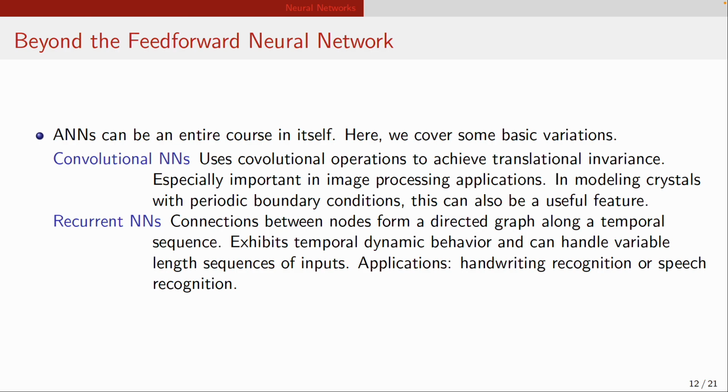There is also another type of neural network called recurrent neural networks. Instead of an undirected graph, we now have connections between nodes forming a directed graph along a temporal sequence. So this is really meant to model time-based effects. It has temporal and dynamic behavior built into it. One application is handwriting recognition, because it matters how we start and end our stroke when we write. Recurrent NNs are used in such applications.